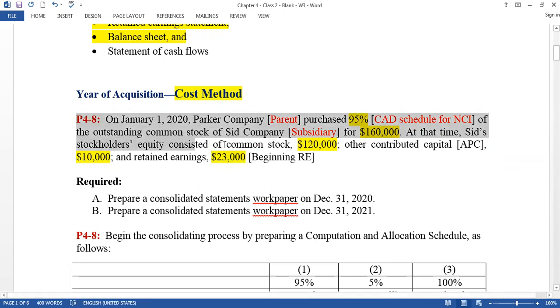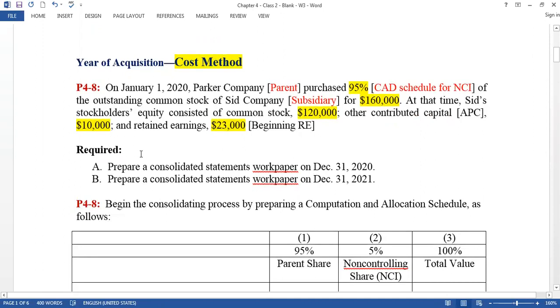So this is the introduction part. From the introduction, we see some important points. We have the book value, which is the common stock, additional paid in capital, and retained earnings. And we have the investment of $160,000, which is 95%. Anyway, the requirement: prepare consolidated statements. Here, consolidated statements means the income statement, retained earnings, and the balance sheet through a work paper, on December 31st, 2020.